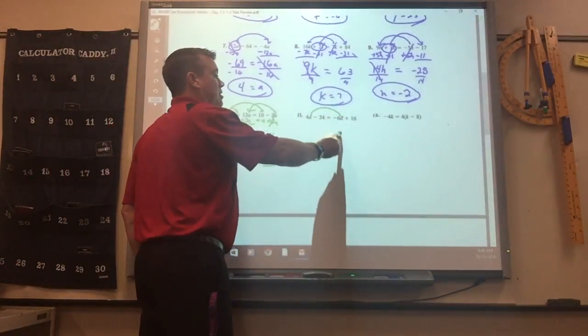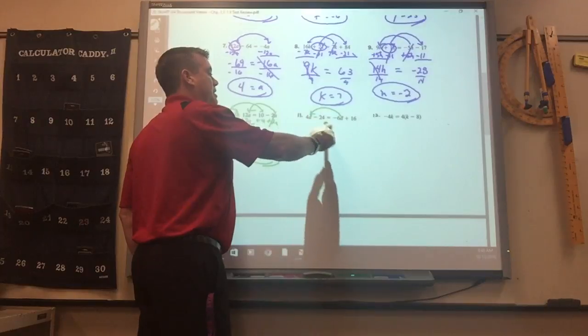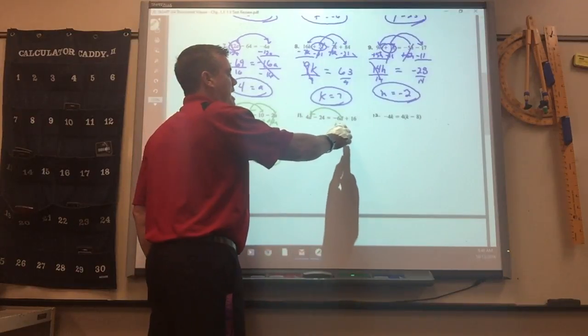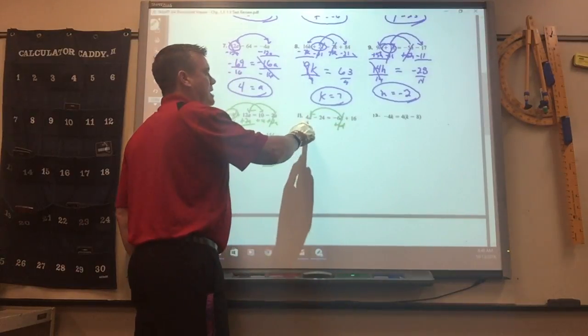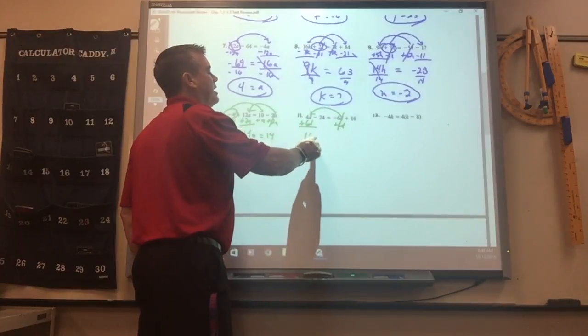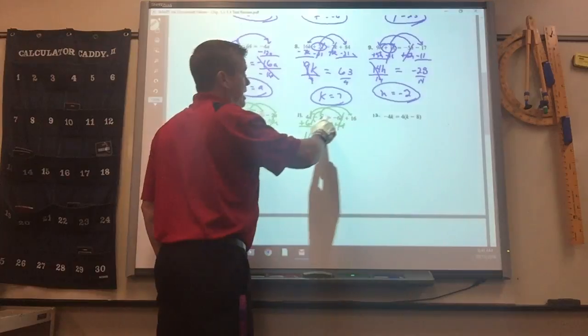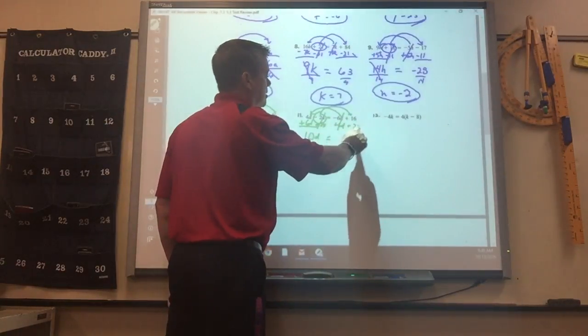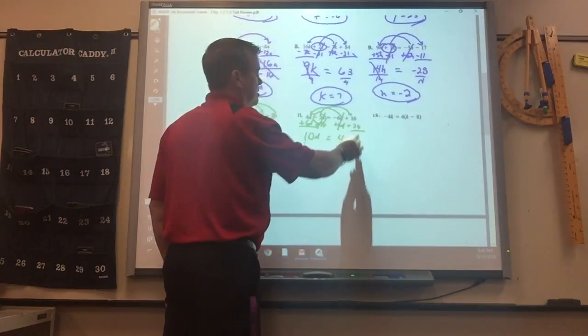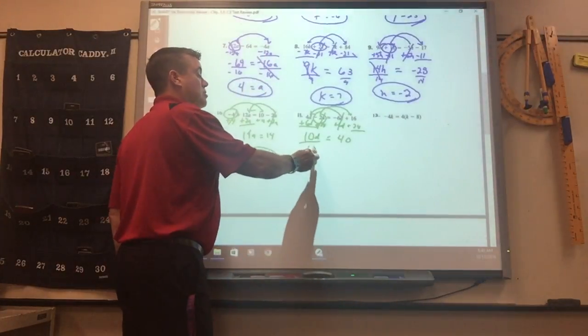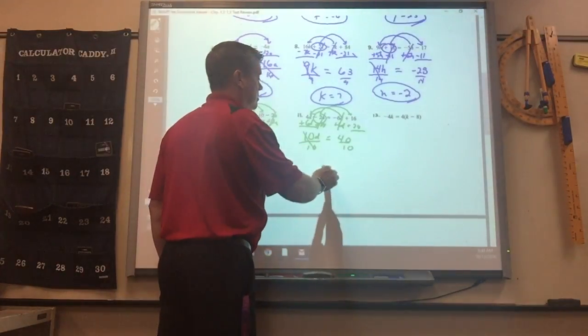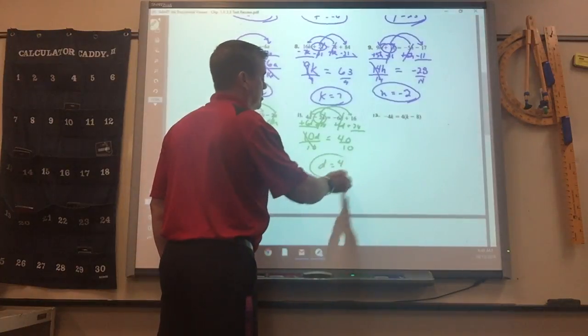Get the d's together. I'm going to move the negative 6d over there by doing the opposite, add 6d. Add 6d to the 4d, makes 10 d's on the left. So I'll move the non-d's to the right. It's a minus, so you'd add it, and you get 40. So then when you divide by 10, d is 4.